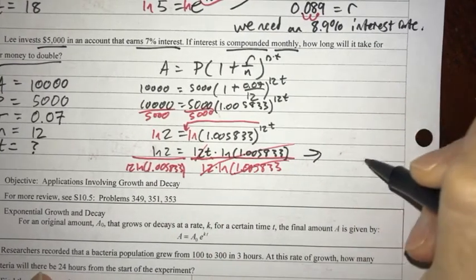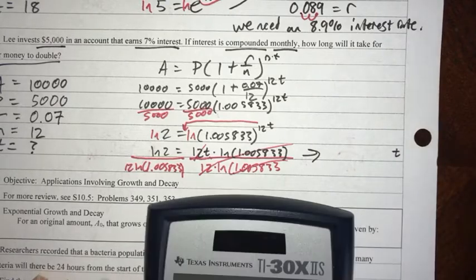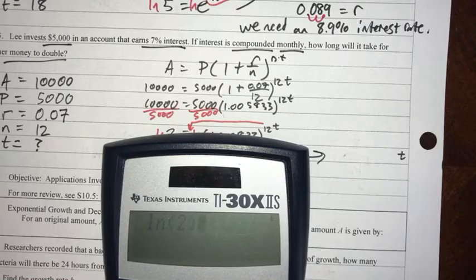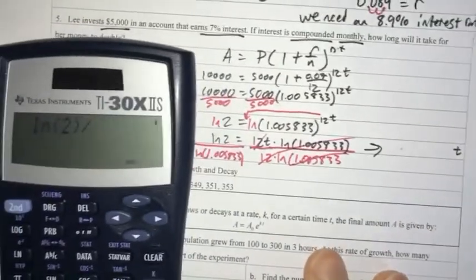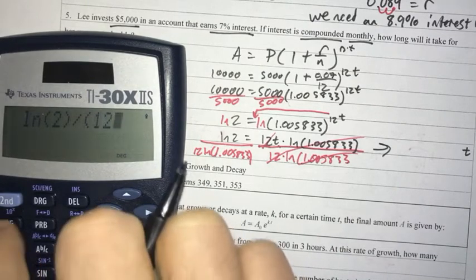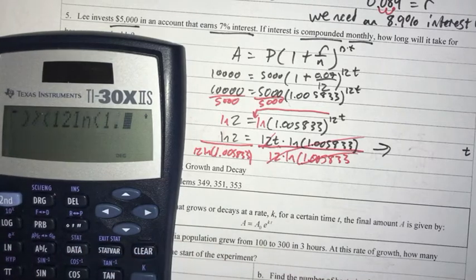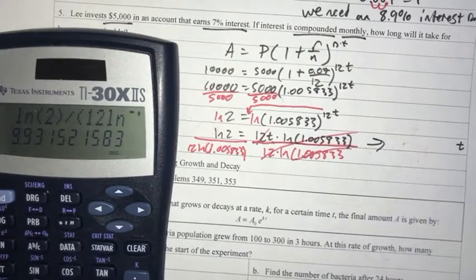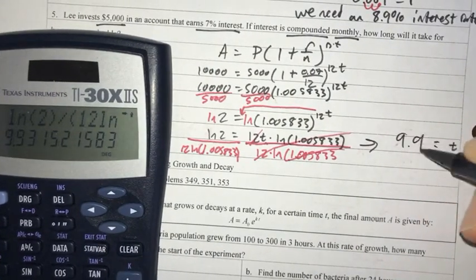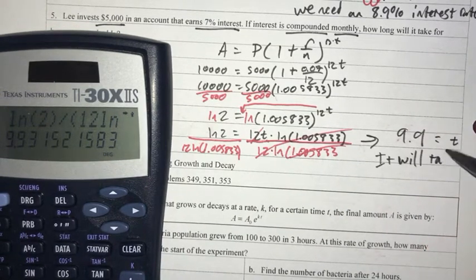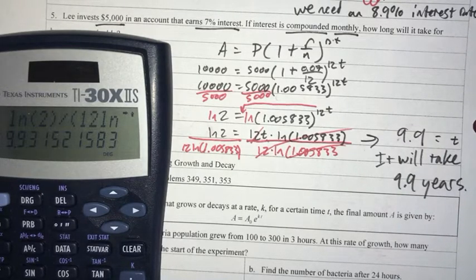Be very careful, put parentheses around that denominator. Let's see, natural log of 2 divided by, parentheses, everything in the bottom. What's in the bottom? Parentheses, 12, natural log, that's a log, natural log of 1.005833. I'm going to press enter, and I'm going to get 9.9 for t. It will take 9.9 years. It says t is 9.9. T is time, and it's always in years.